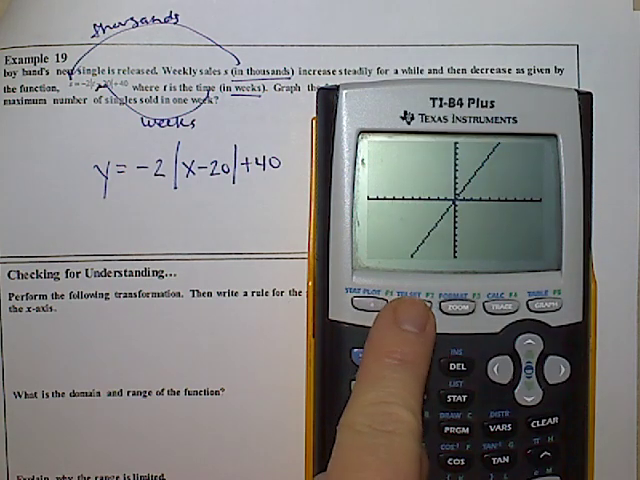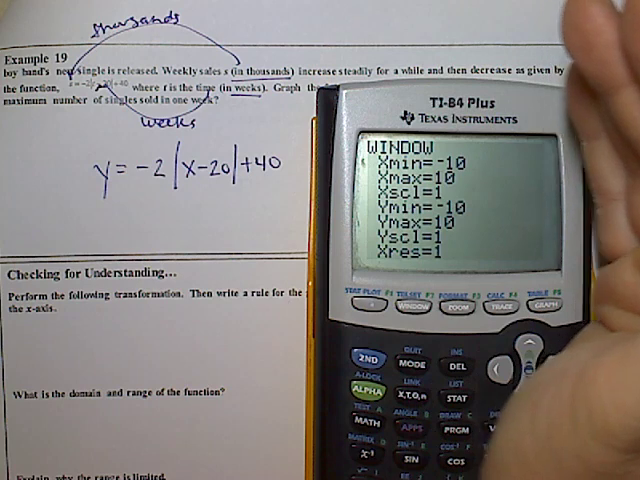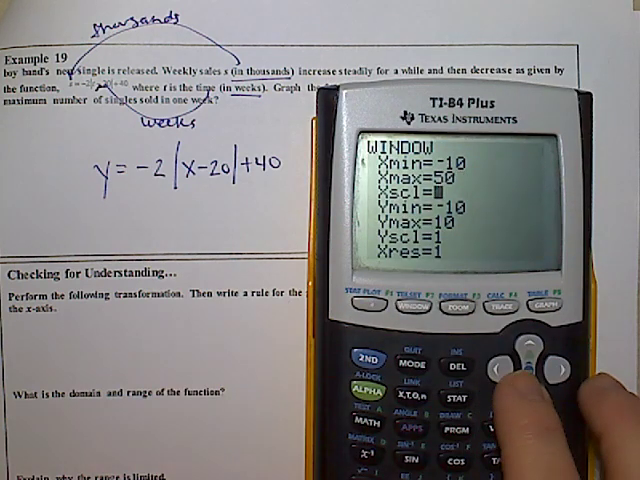Can everybody hit Windows? It's on the top. Hit it one time. Go down to X maximum. We need to move this to the right. And I'm just going to guess right now. I don't know the answer. Let's try 50. And then please go to Y maximum.